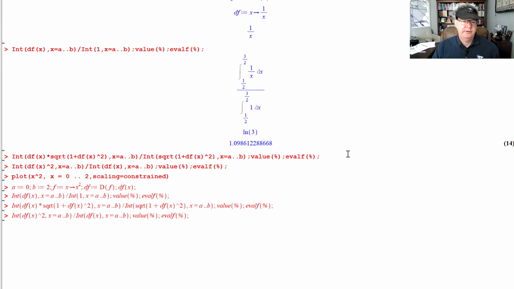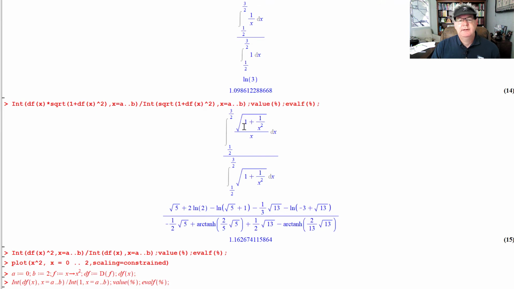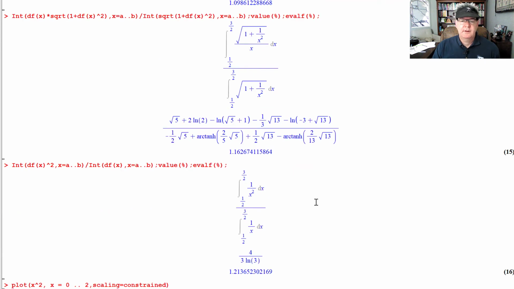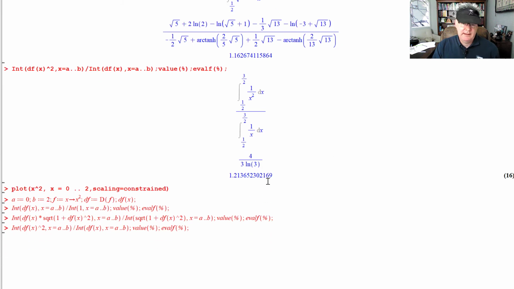For the average with respect to s, points equally spaced, here's f prime times ds, square root of 1 plus f prime squared, divided by the integral of 1 ds. And there's the exact value, but here's the decimal value, and again, it's bigger. And then the average with respect to y is this integral of f prime squared divided by the integral of f prime. And again, that's bigger.